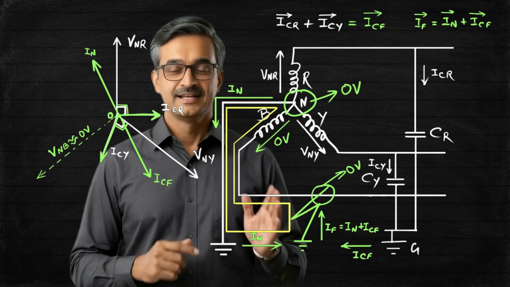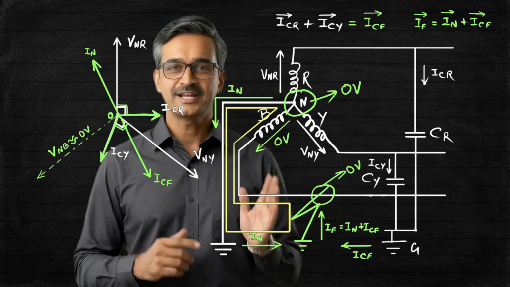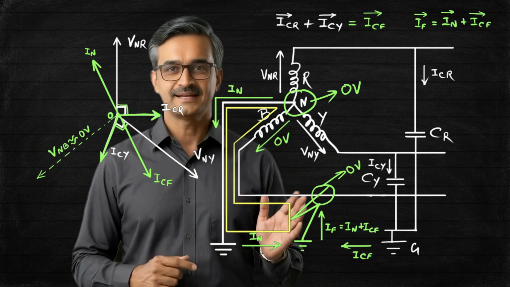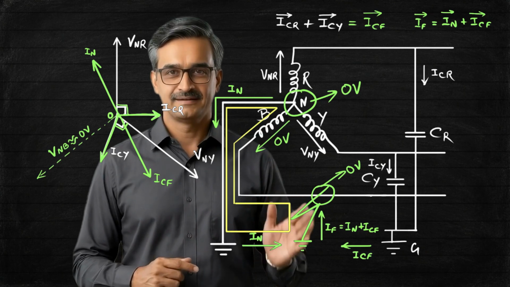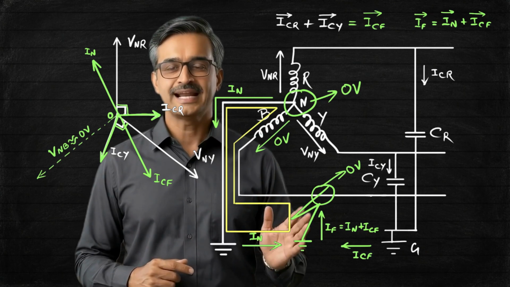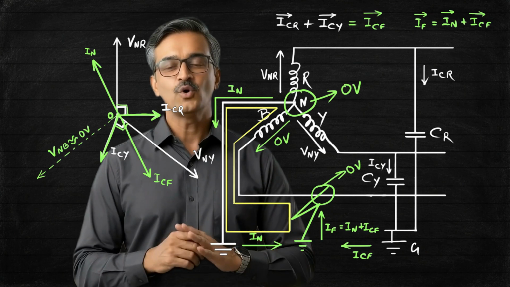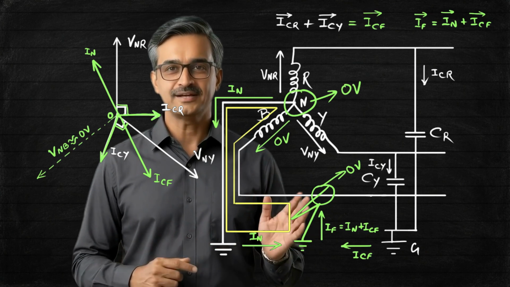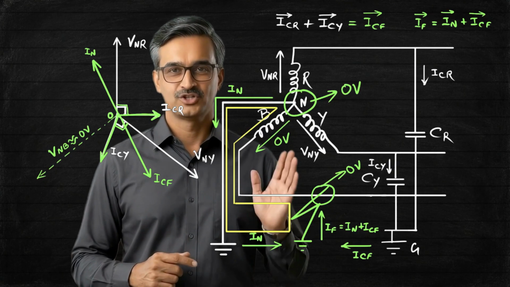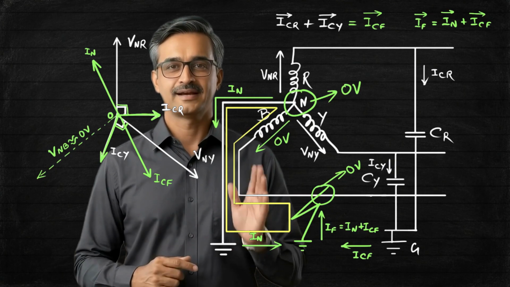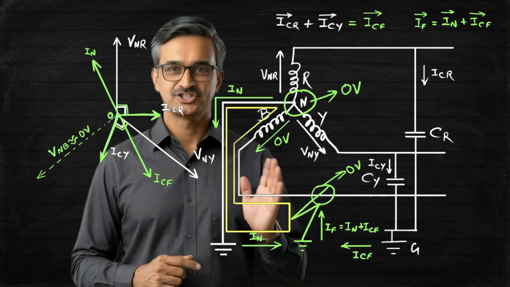Now, there is another important advantage of a solidly grounded neutral system. Let us compare it with the ungrounded system that we discussed earlier. When the neutral was not connected to the ground, an earth fault caused the neutral point to shift towards the faulted phase. In other words, you can say that the neutral point shifted towards the fault location.